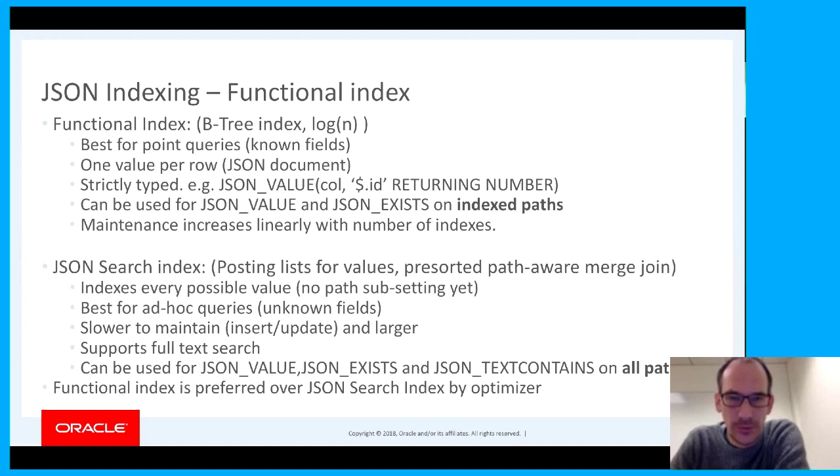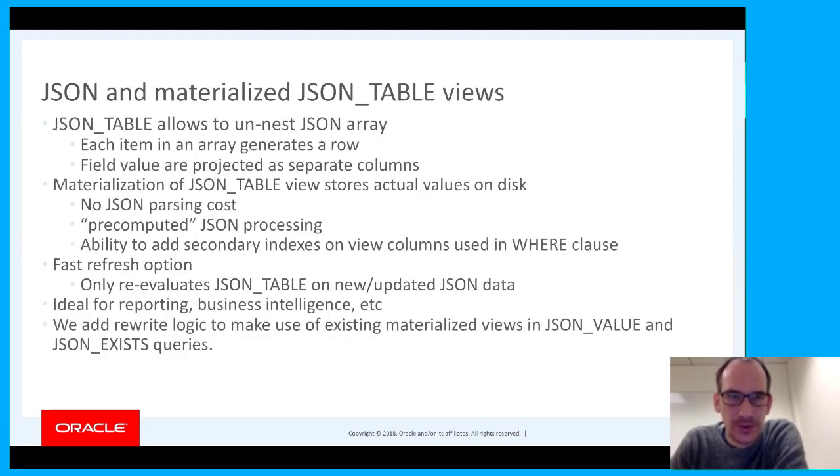So we learned with functional indexing that this is limited to pulling out scalar values out of your JSON. So if you have an array of values, then this is not so easy to index using functional indexing. We presented the JSON search index in the last series of this AskTOM Office Hours. And today we're gonna do materialized views, which is also one nice way of improving the performance.